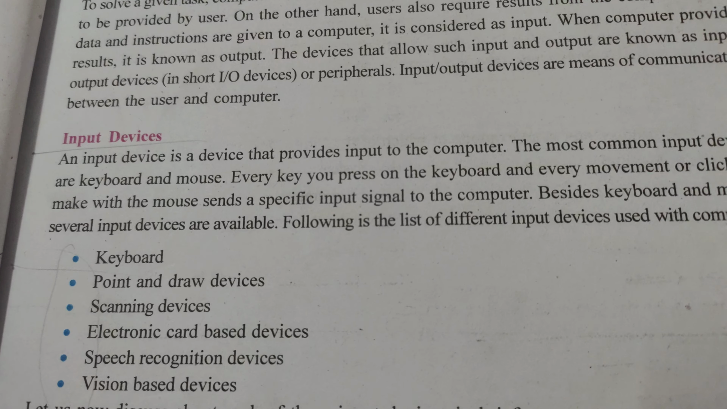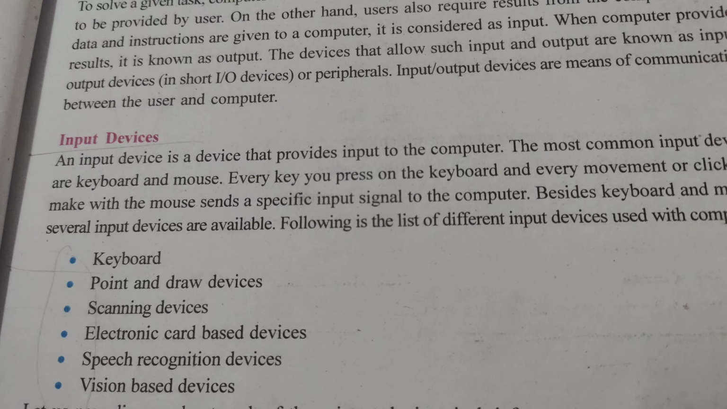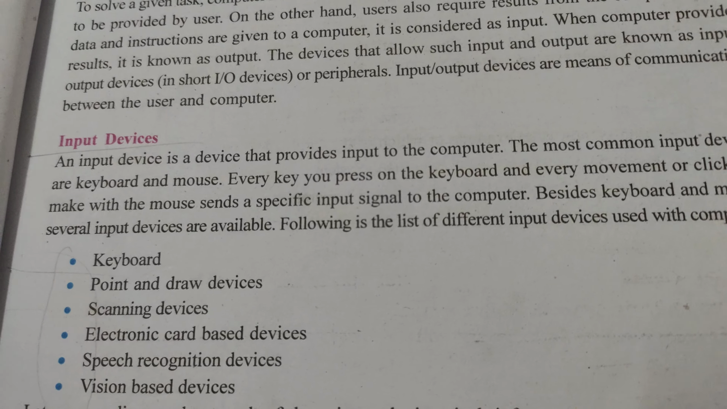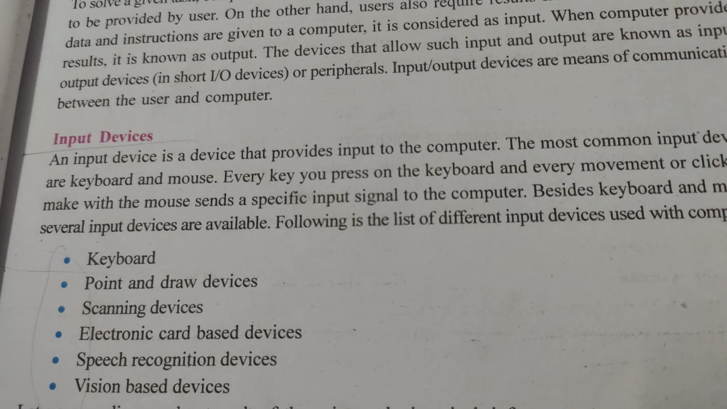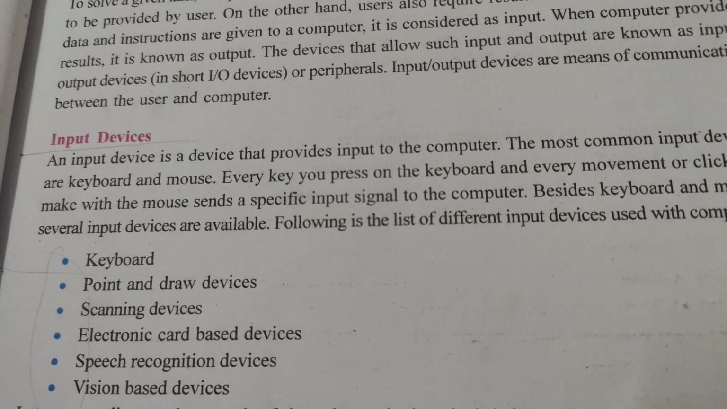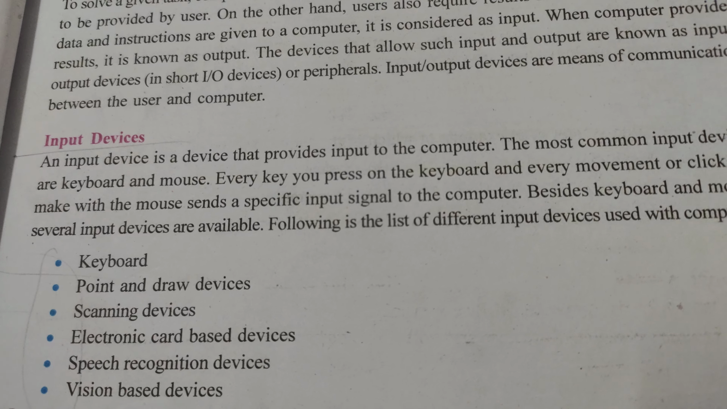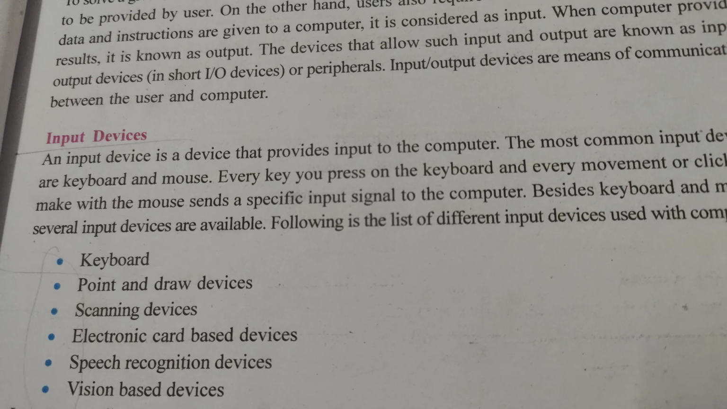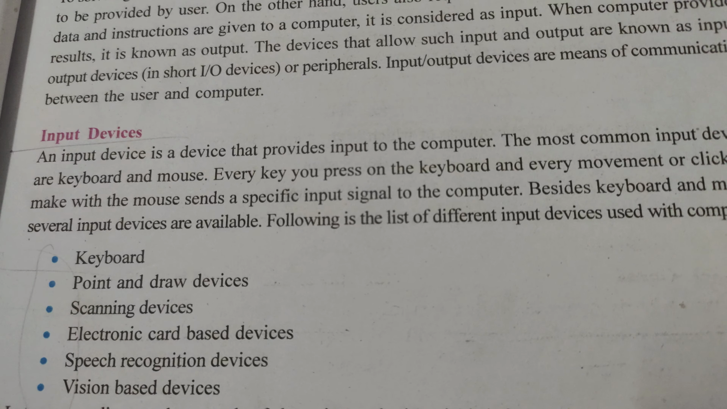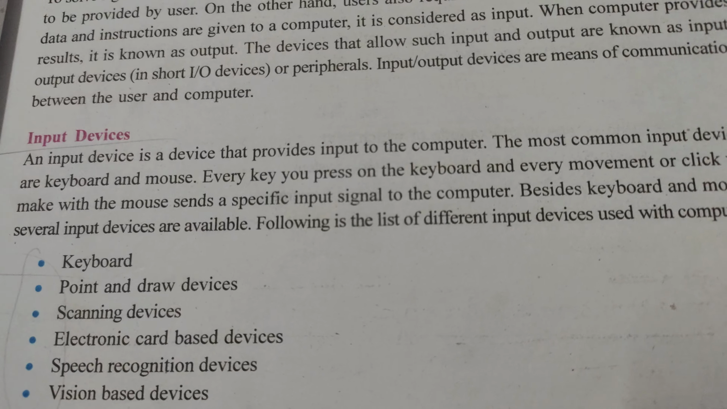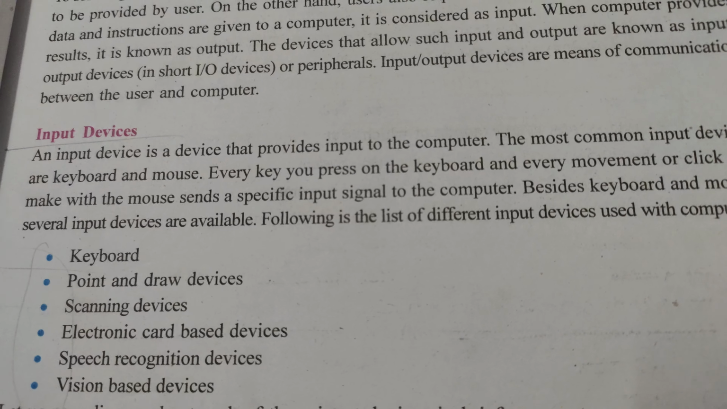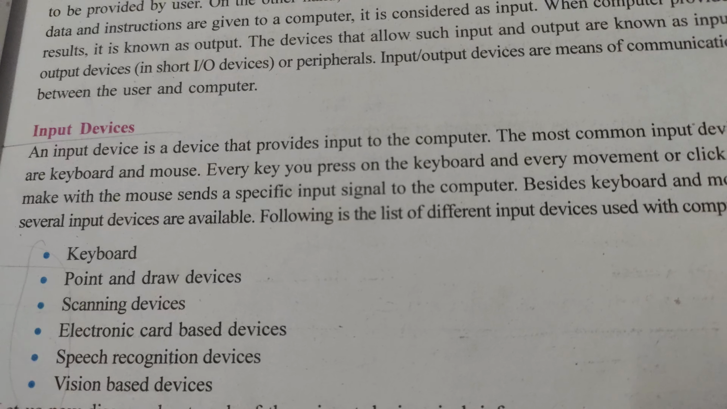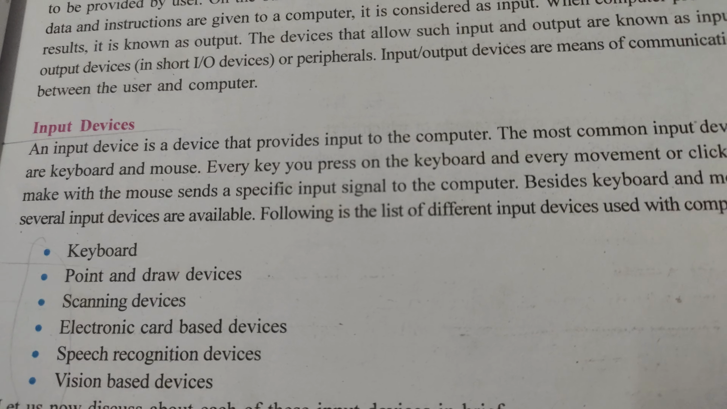Scanning devices are used at DMart and Big Bazaar. They scan the MRP and afterwards our bill is generated. Point and draw devices: in Paint and Word we point and draw with the cursor. Keyboard is the device where we type the alphabets. And electronic card based devices, like ATM machines and credit card machines, are electronic devices.